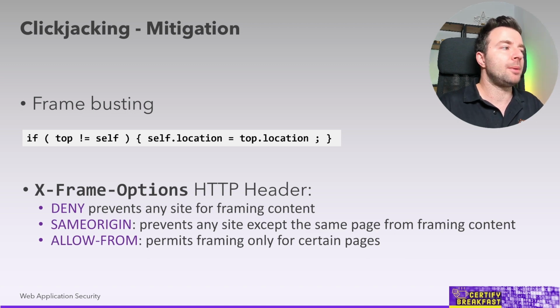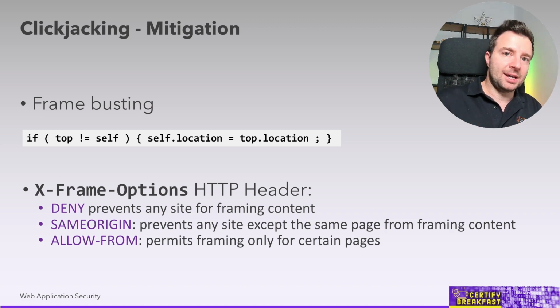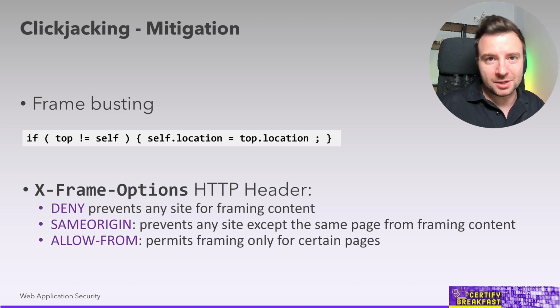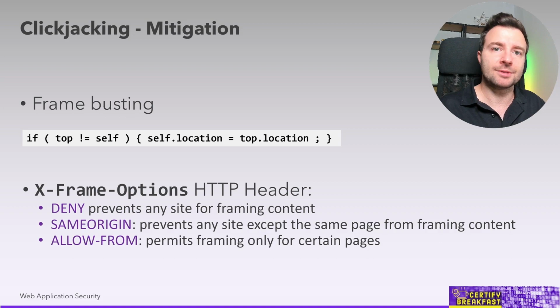And finally, allow-from is going to permit framing only from certain pages or certain locations. You might need them, for example, for additional functionality in your browser. You might have some sort of a chat bot, for example, that pops up in one corner to help your customers. That might be a legitimate frame that can be allowed from a specific location.